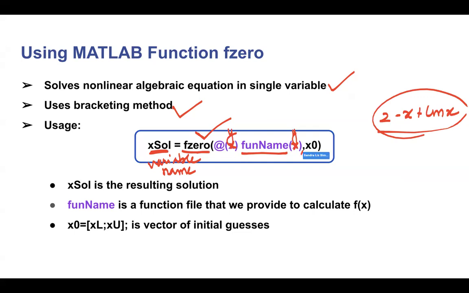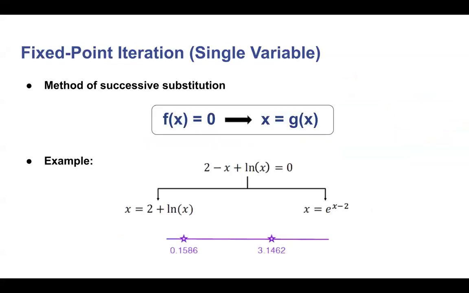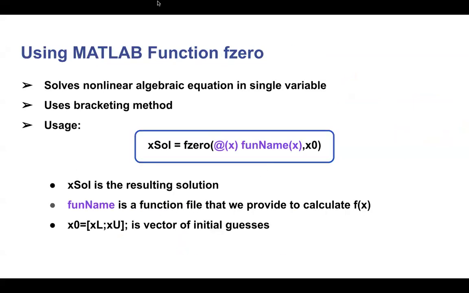And then you give the initial bracket. X0 is the bracket. You give XL semicolon XU, so this is like a column vector. You give the lower limit and the upper limit as the value for the initial bracket. Now we'll try to see how to solve using fzero. Just a second, I'll show the MATLAB code.